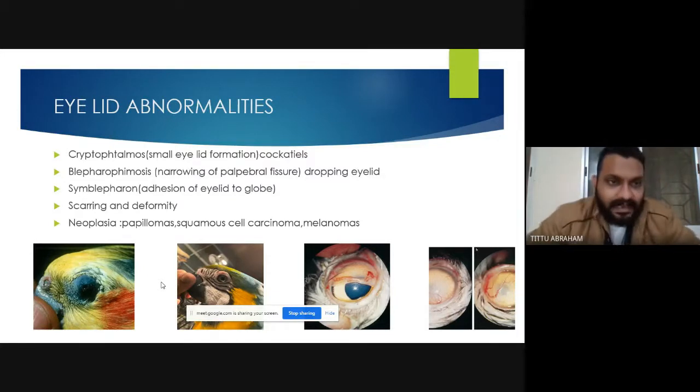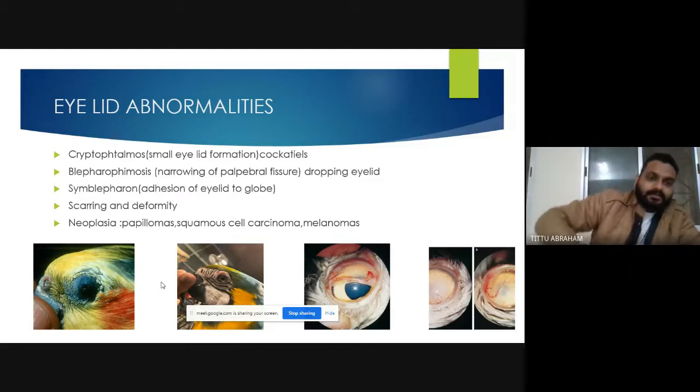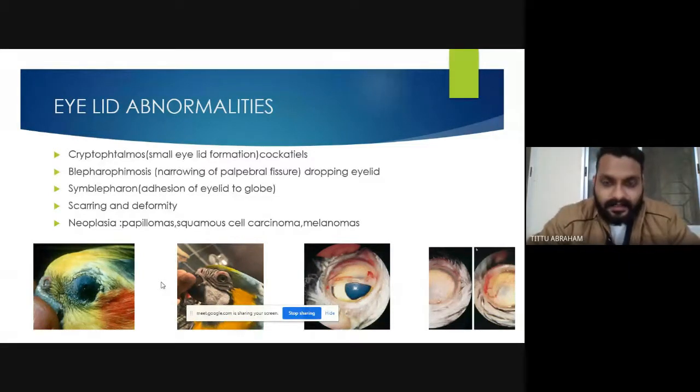So next is eyelid abnormalities. Birds have three eyelids: one upper, one lower, and the third eyelid, the nictitating membrane. Birds usually blink only when some kind of menace points toward the eye. Otherwise, you can see a semi-transparent or whitish third eyelid inside, which helps in moistening the cornea.